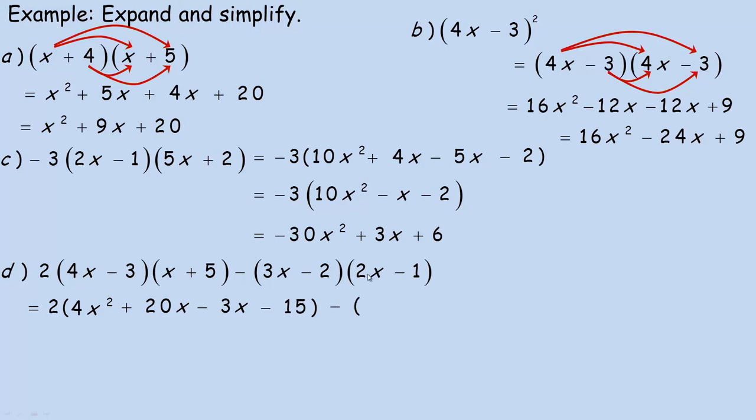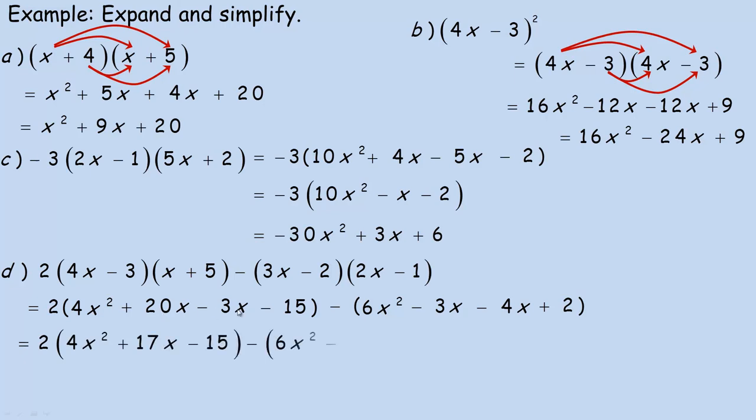And then 3x times 2x, so I'm doing that arrow, is 6x squared. And then 3x times the negative 1 would be a minus 3x. And negative 2 times 2x would be minus 4x. And last, negative 2 times negative 1 would be a plus 2. Close my bracket. So I'm going to collect the like terms. These are like terms. These are like terms. So in the first set of brackets here, 20x minus 3x is 17x. Everything else stays the same for now. Same over here, the 6x squared at the beginning, 2 in the end. Negative 3x minus 4x is negative 7x. So just combining like terms.